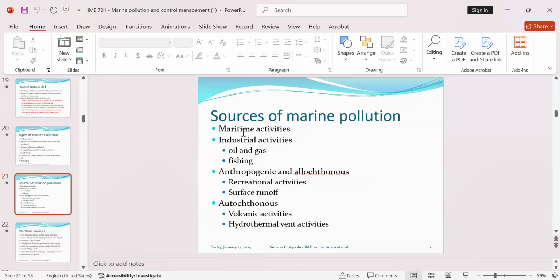Now, sources of marine pollution. We have maritime activities. Most maritime activities cause pollution. Industrial activities involve inflow of pollutants from industries, for example oil and gas, also fishing activities. Then anthropogenic activities are recreational activities and surface runoff, then autochthonous activities, that is volcanic activities, which are natural. Then hydrothermal vent activities. So those are the sources of marine pollution.